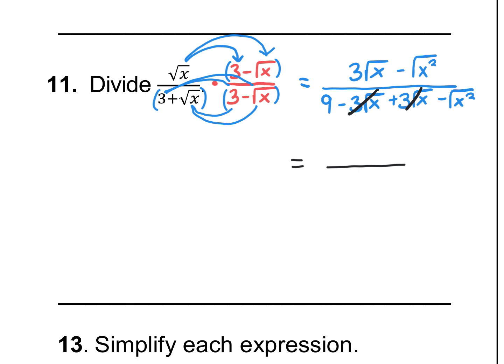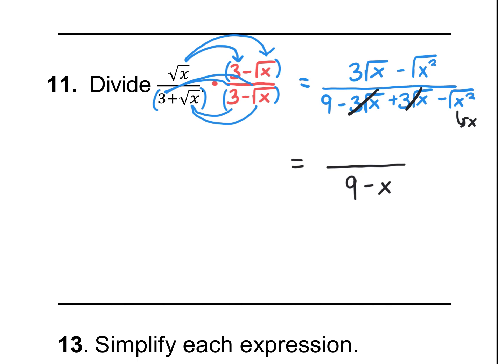Remember, think back to what we did on number 1. What do I do with the exponents? I divide them by 2, right? So what's the square root of x squared? 1x, right? So we have 9 minus x left on the bottom, because this right here turns into x, negative x. And now let's look at the top.